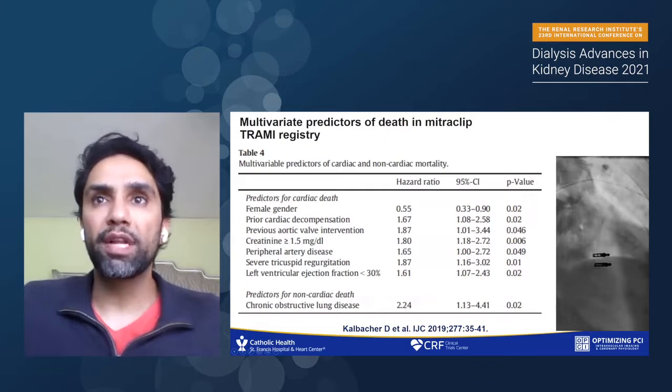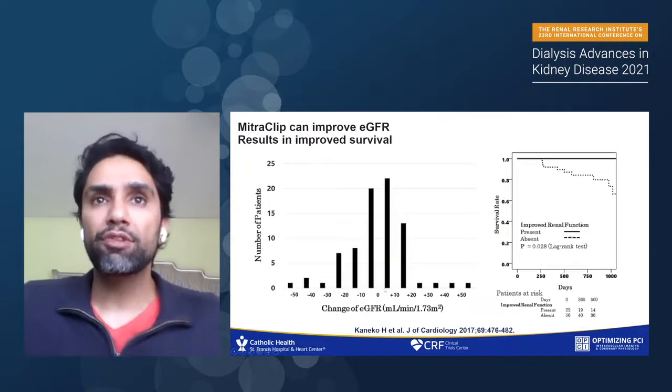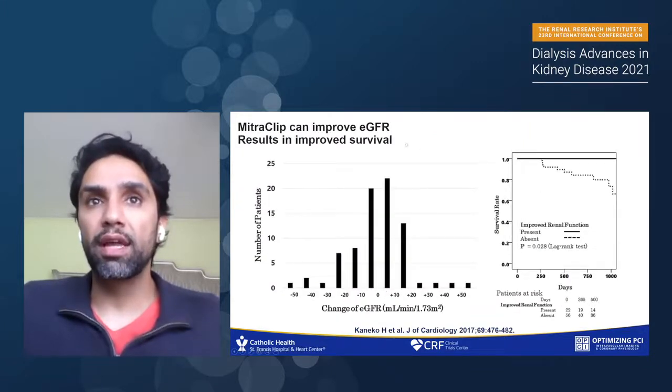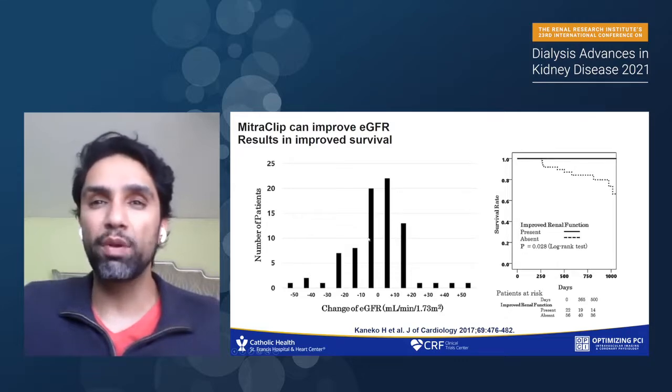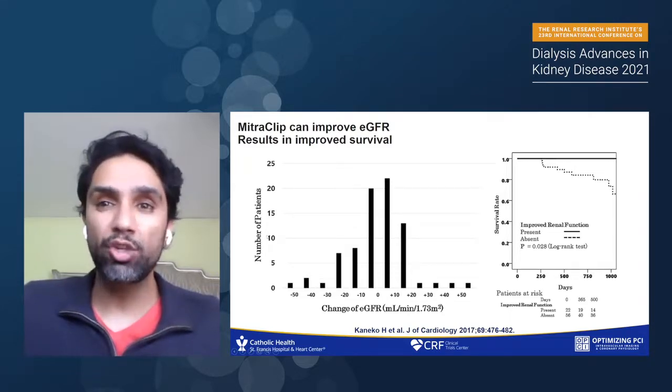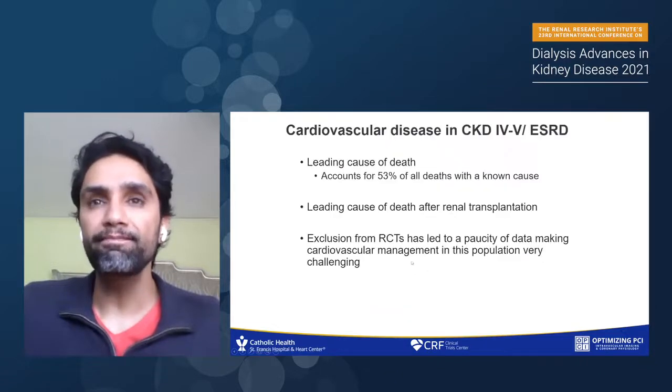The multivariable predictors of death in MitraClip, not surprisingly, show an increased risk in patients with creatinine of greater than 1.5. You'll notice that the risk of having a high creatinine or having kidney disease is actually even higher than having a poor EF. So MitraClip can improve eGFR results and improve survival. So that's also a very good thing. So one thing that you can do in these patients is rescue some renal function, and that clearly improves their outcome over time.